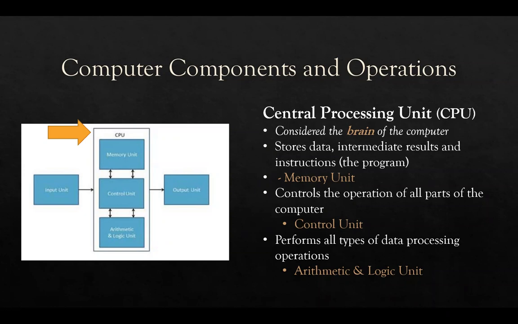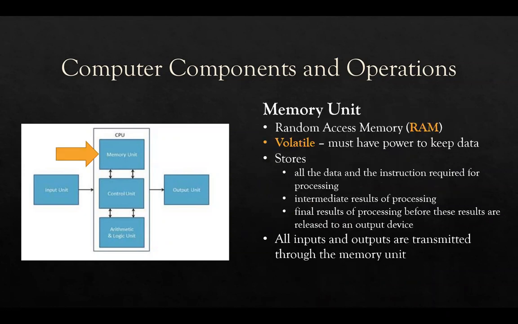So let's look at those subcomponents in more detail. The memory unit stores instructions, data, and intermediate results. This unit supplies information to the other units of the computer when it's needed. All inputs and outputs are transmitted through main memory. It's also known as internal storage unit, or main memory, or primary storage, or random access memory, or RAM. Now, memory size affects the speed and the power and the capability of the entire computer.